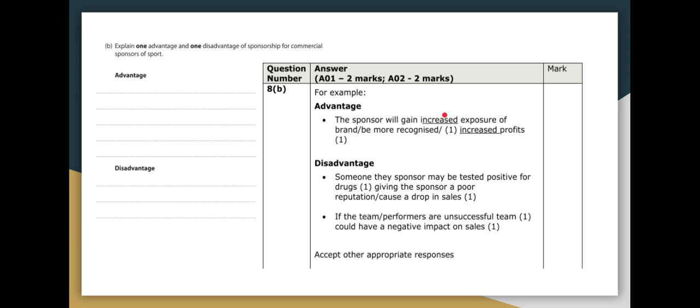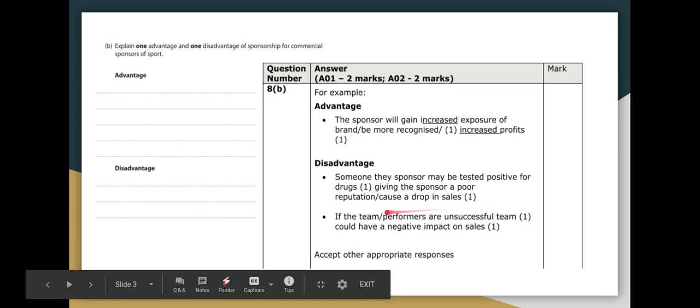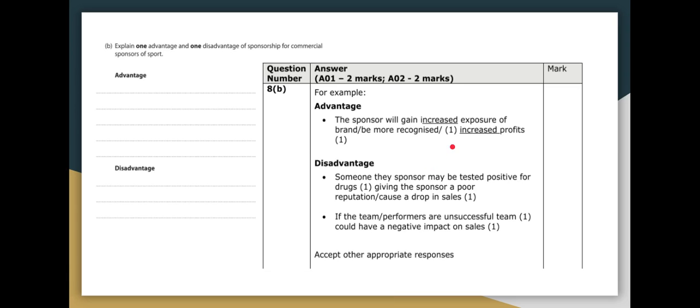For the disadvantage, we could say that someone they sponsor may be tested positive for drugs as an example, or you might have said someone they sponsor could be found to have cheated in sport. This would give the sponsor a poor reputation or a poor image or bad publicity, and this can cause a drop in sales. The second example they've given here is that if the team or performers are unsuccessful, this could have a negative impact on sales.